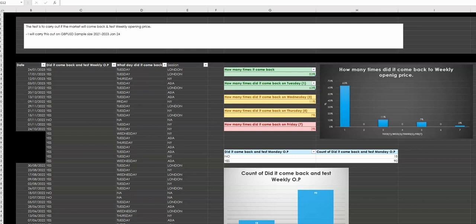So let's just get straight into it, and let me give you a bit of background about these statistics. They were carried out on pound dollar with a sample size of roughly 108 weeks, from 2021 to January 24th of this year. Okay, and basically what it showed was that when Monday closes, let me just show a whiteboard here very quickly. Let's just say we mark out the week here. So we have Monday, and then we have Tuesday, Wednesday, Thursday, and then Friday.